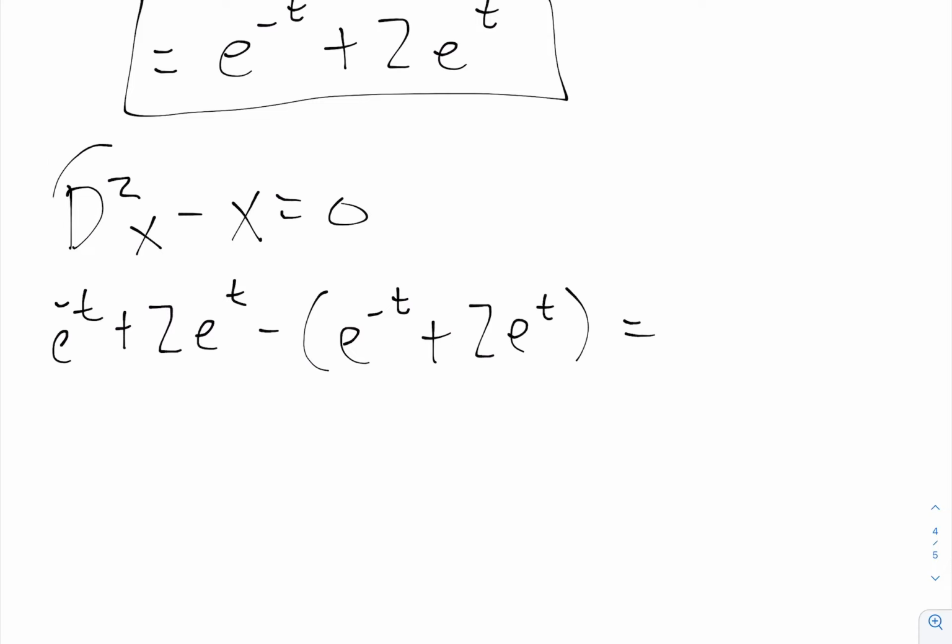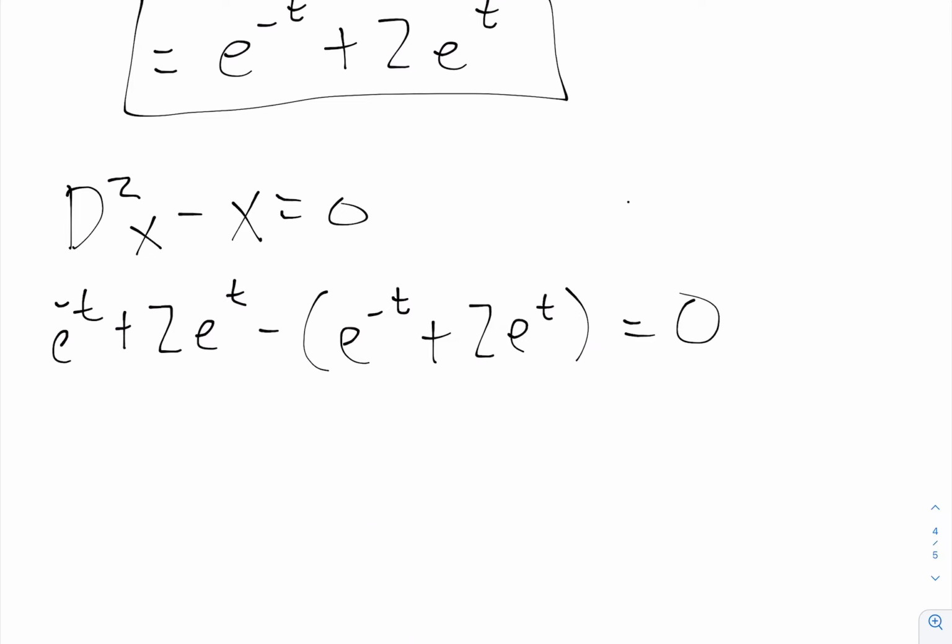If this was a first order derivative, this wouldn't work because we'd still have a negative on this e to the negative t. The 2e to the t remains unchanged, but this part here is basically saying the second derivative is equal to the function itself, which is true because this is equal to this. So when you subtract them, you just get 0, so that checks off.